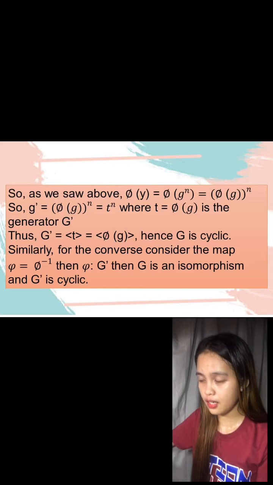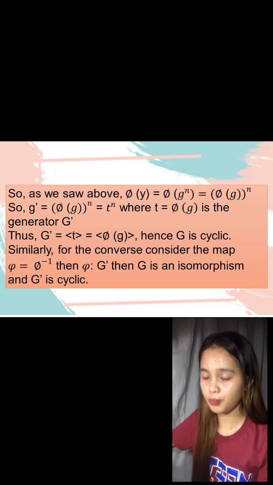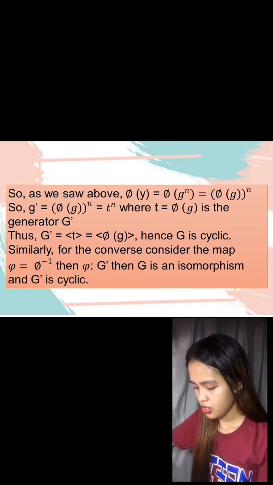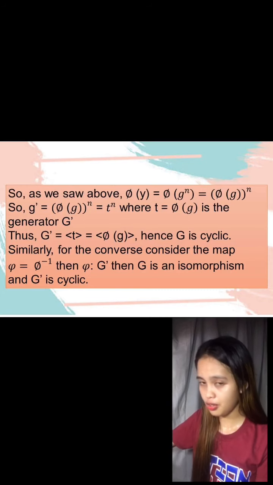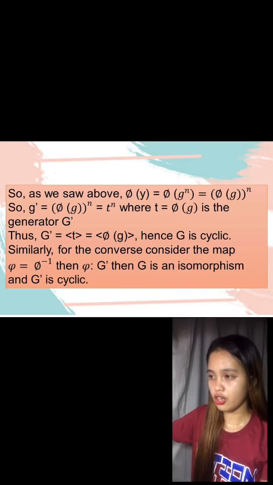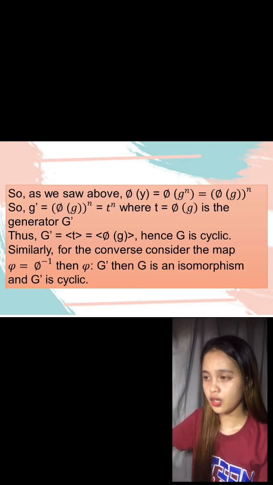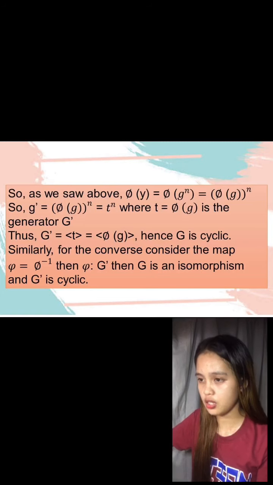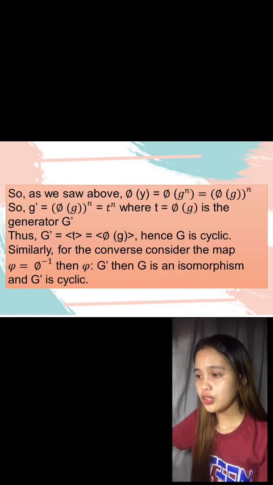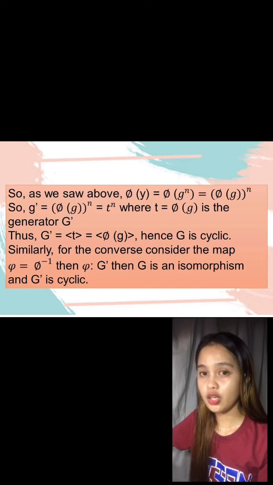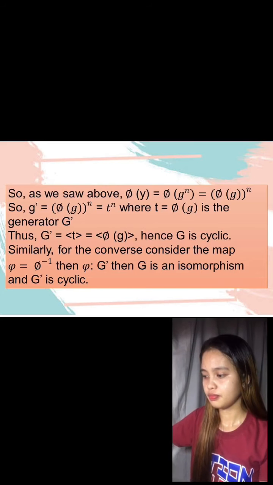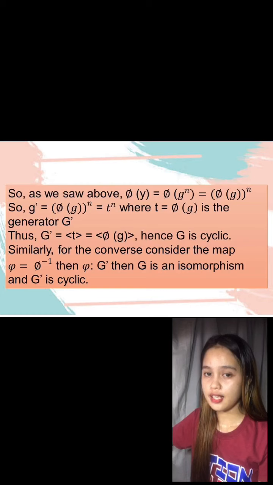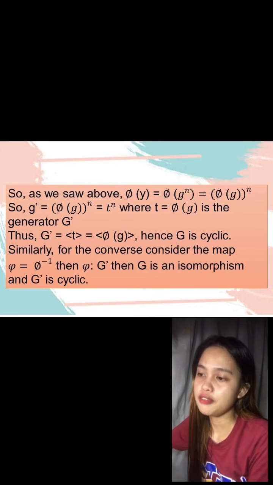So we notice that in the expression t to the power of n, phi of g was replaced by t. Where t is equal to phi of g, it is the generator of G bar. Thus G bar is equal to the group generated by t, which is also equal to the group generated by phi of g. Hence, G bar is cyclic.